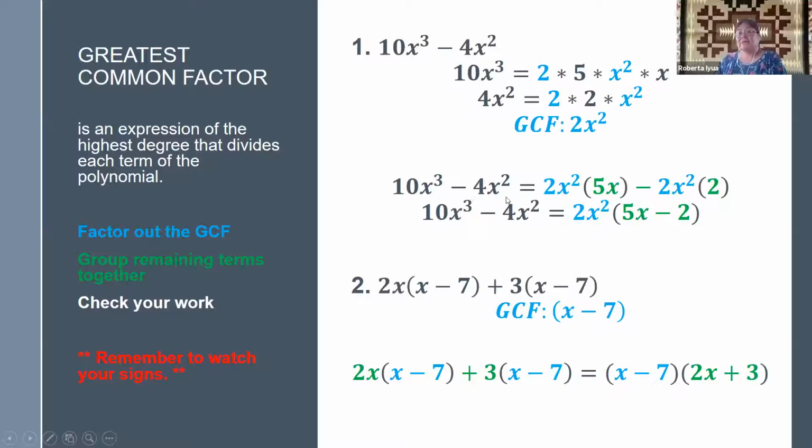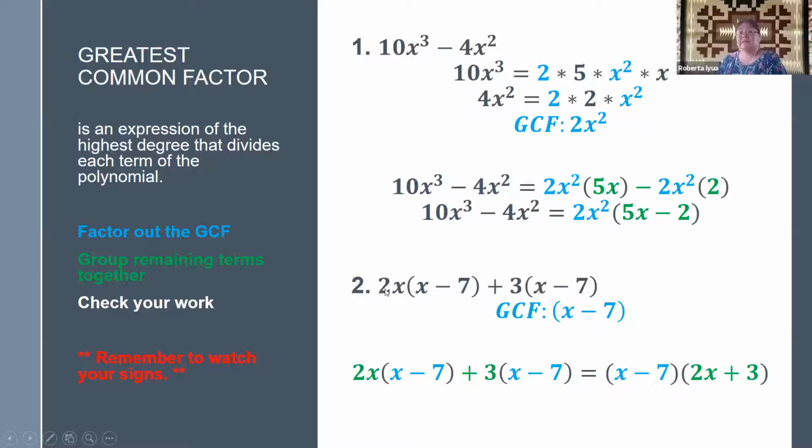So 10x cubed minus 4x squared will be 2x squared factored out of the first, and left me with a 5x, minus your 2x squared and left with the 2. Factor out the 2x squared out of both of them. You get 2x squared times, combining or regrouping the terms that are left behind, which is 5x minus 2.